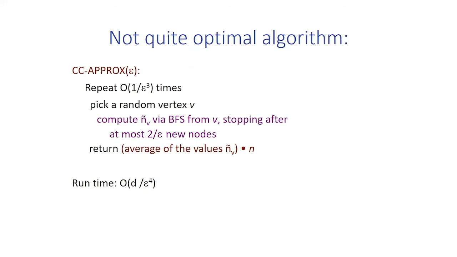All right, so that's what we're going to do. To approximate our number of connected components, we're going to repeat order 1 over epsilon cubed times: pick a random node V, compute N sub tilde of V via BFS, like we just said, and return the average values. And the runtime is D over epsilon to the fourth.